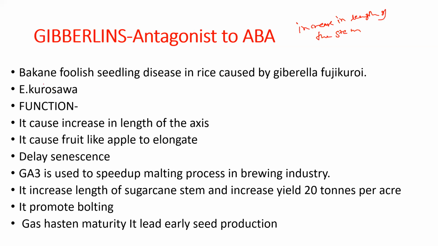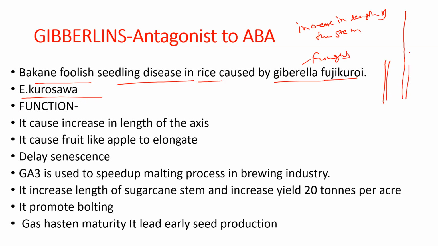It was first discovered in Bakanae, the foolish seedling disease in rice caused by Gibberella fujikuroi, which is a fungus, and the one who discovered it is E. Kurosawa. So what was the discovery? The rice plant increased its height more than its original height, and then it collapsed and died. So they said, what a foolish plant. But later it was discovered that it is not the rice problem.